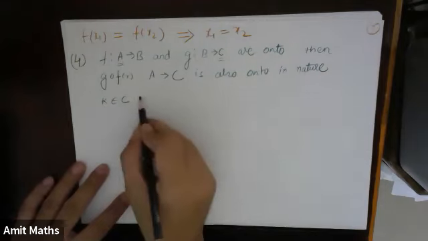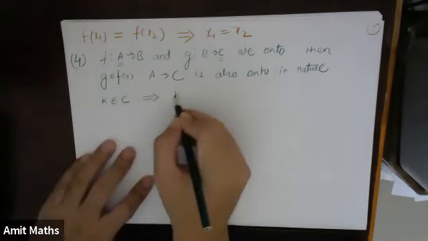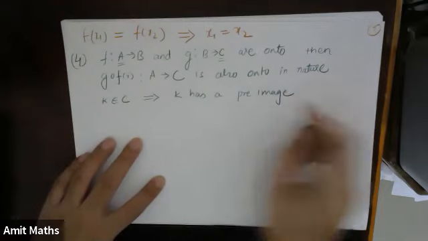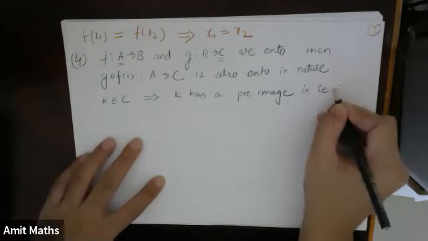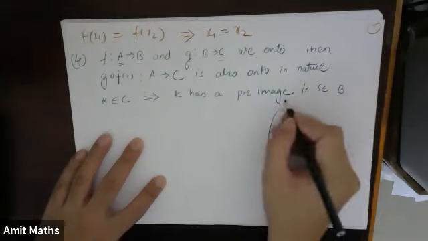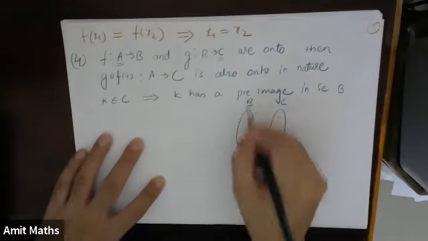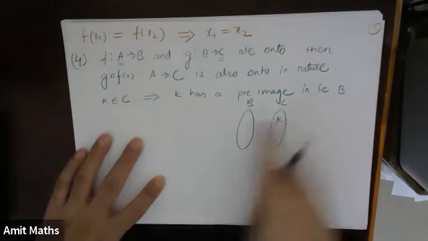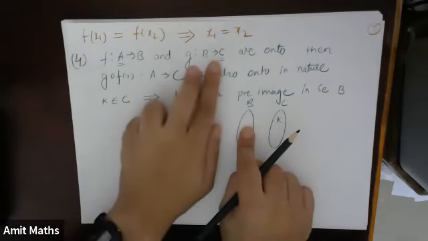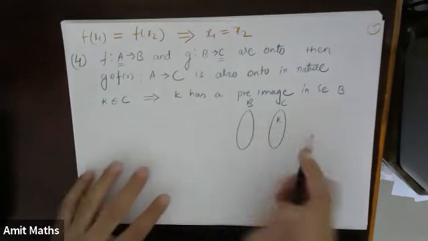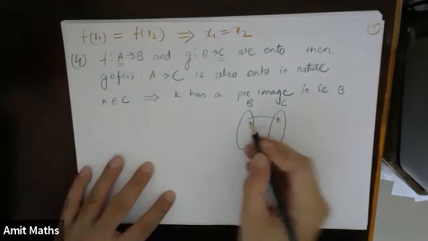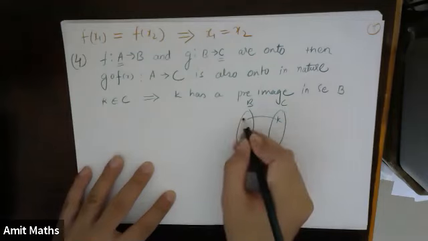This means K has a pre-image. Suppose this is set C and this is B. I'm saying there is an element K which exists in C. So if g of x is an onto function, that means this K will always have a pre-image. Let's take it as K1.